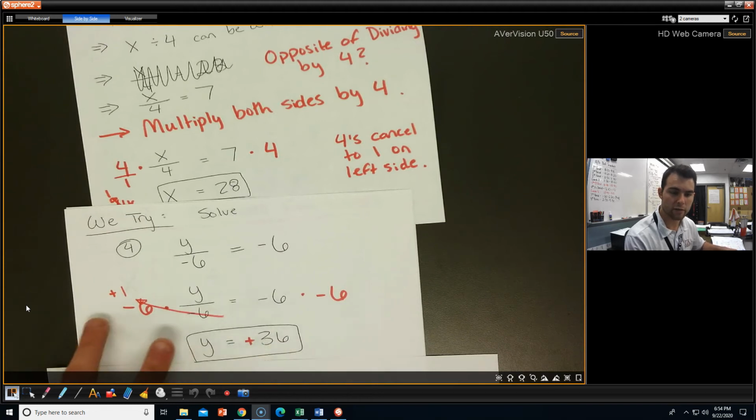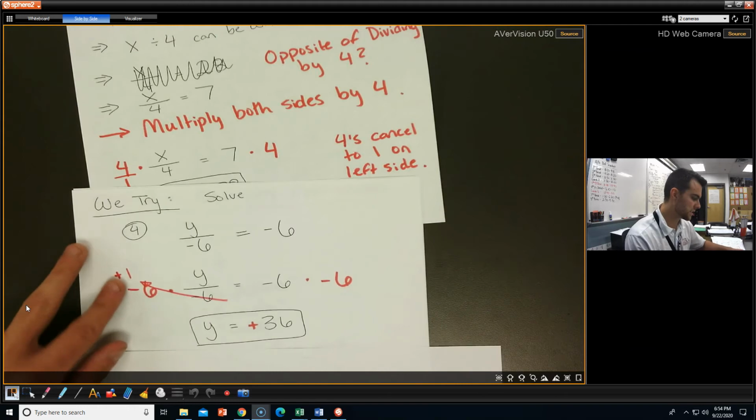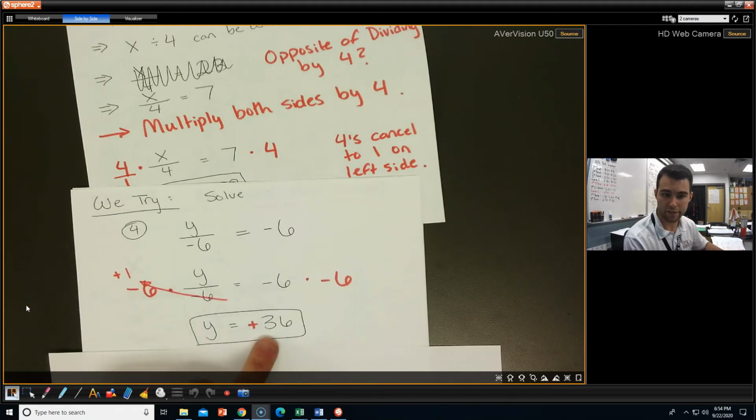So it's positive. So we'd be left with y, and then again, negative 6 times negative 6, that's a positive 36. Now you're seeing how the division's working with the signs. You're seeing how the multiplication's working with the signs. It has to be a positive 36. Okay? Again, you can throw it back in for y, and you can see if it works out.